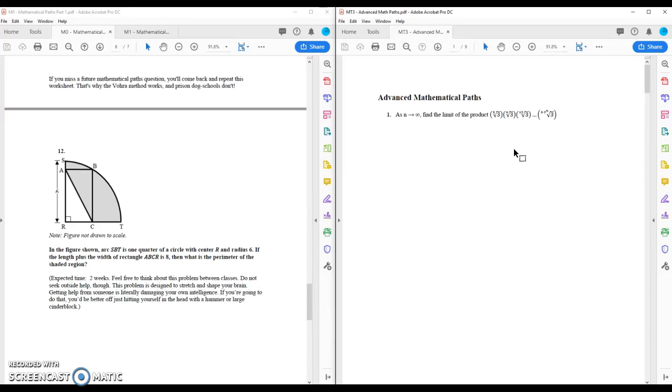And then just the concept of understanding, well, what is this even saying? As n approaches infinity, find the limit of this product, and just the concept of limits and being able to literally read this question. It's a hard question.